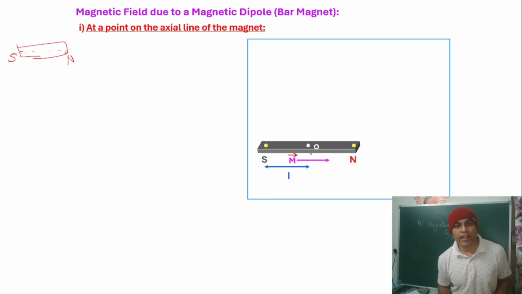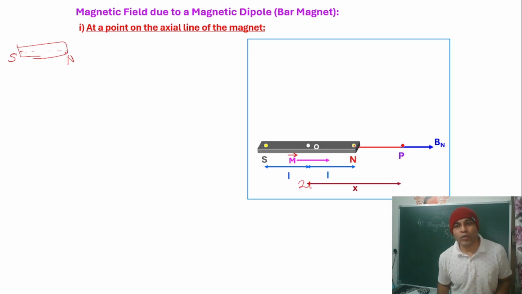The distance from the north pole to point O and from the south pole to point O is L and L, so the total length is twice L. Outside, there is one point, which is P. The point P is affected by the north pole and also by the south pole. It is kept at a distance of x. The distance from O to P is x.